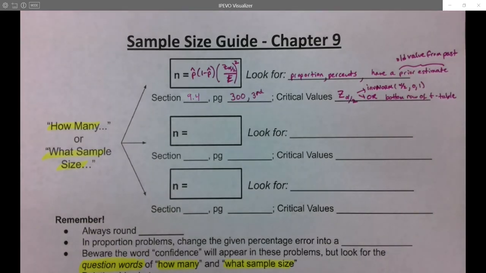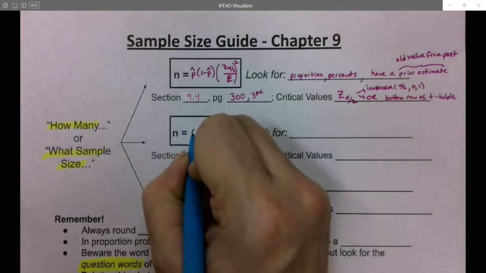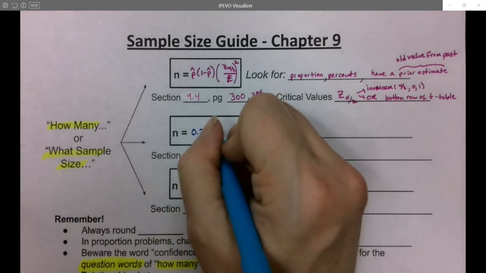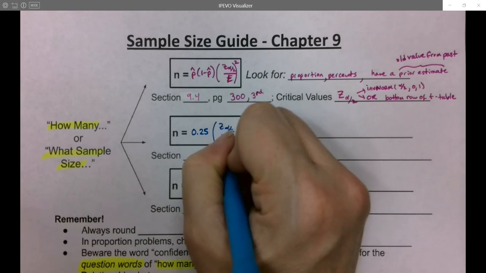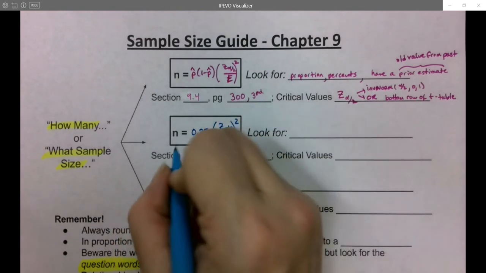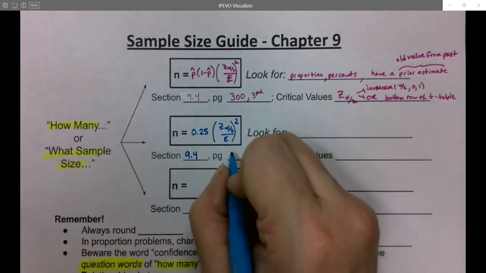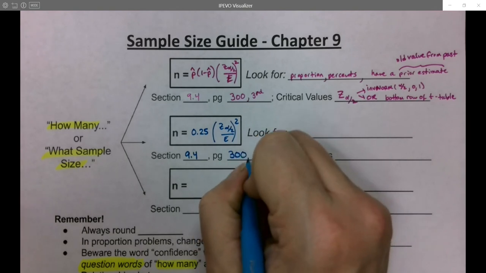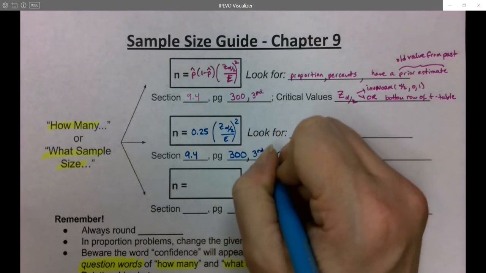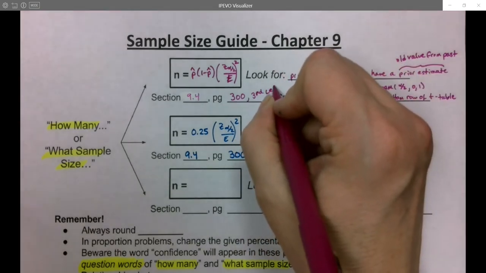All right. Now, what about this one? So this one is for if I have no prior guess. So if you have no prior guess, you would use 0.25 times z alpha over 2 over the error, squared. This also comes from section 9.4. Again, it actually comes from section 9.1, but I pulled it from there because it made that day so long. So this is page 300. It's also the third box. This one's on the right, as opposed to this one, which was on the left.